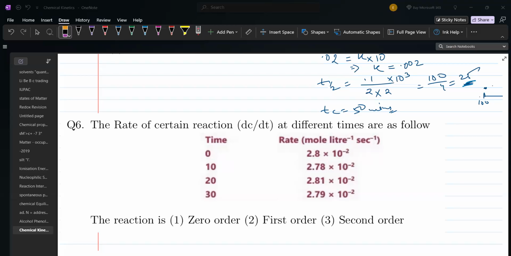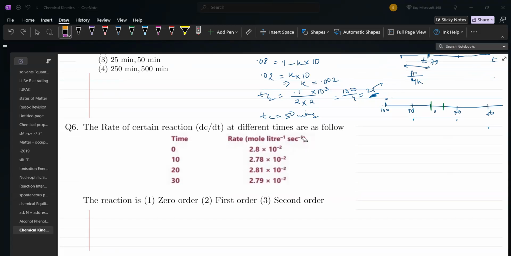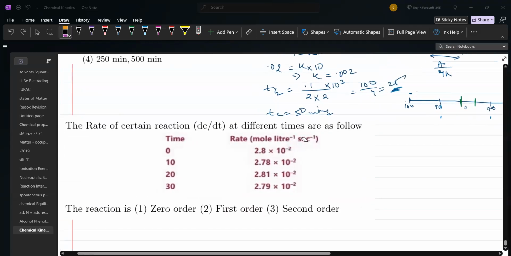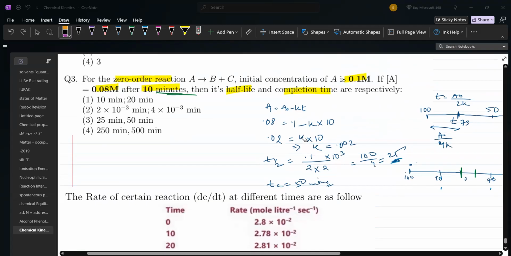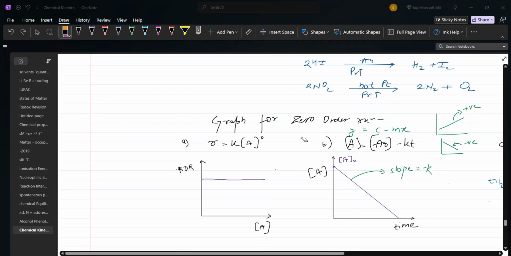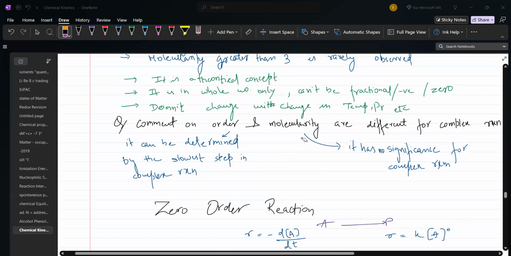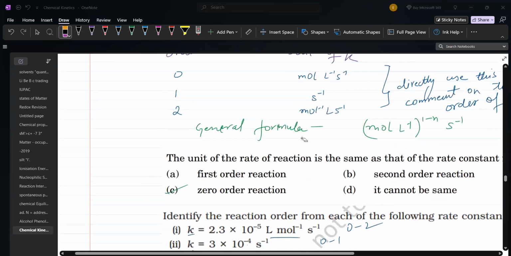How to solve this question? How have you solved it? The reaction rates are all given in mole per liter per second. So that's zero order. Good. Here we don't have to solve it. Just look into this unit thing which I have taught here.